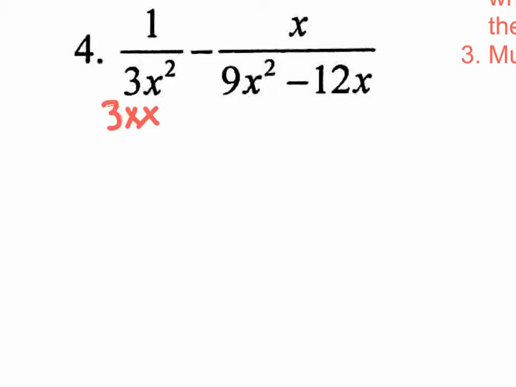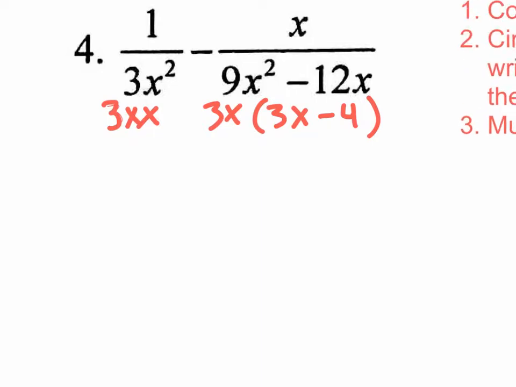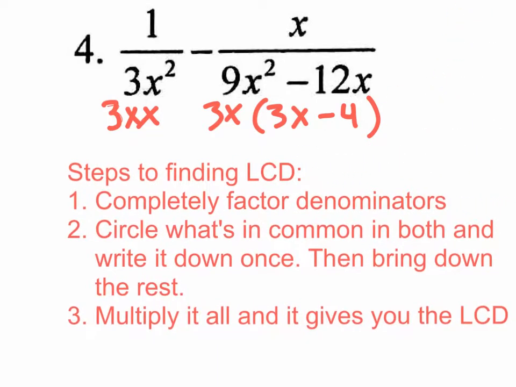And the other one, we could factor out a 3x. And what would we have left if we factor out a 3x? We would have a 3x minus 4. So step 1, to completely factor the denominators, is done.